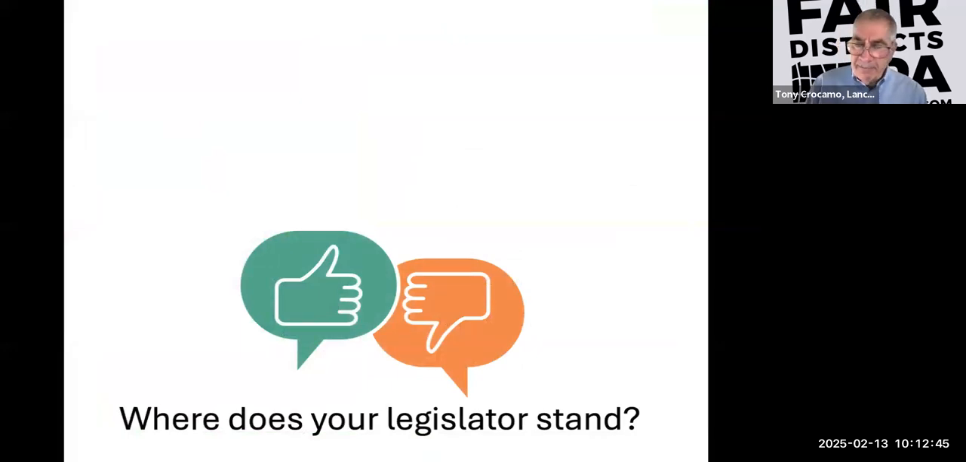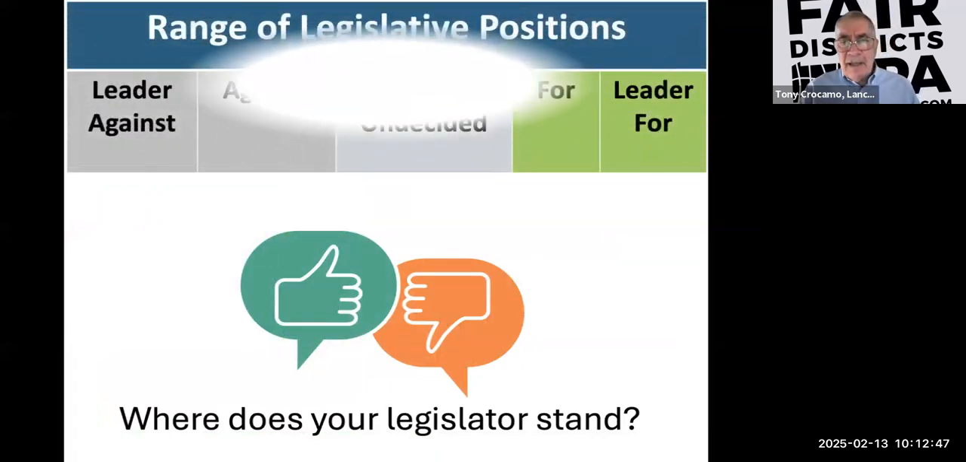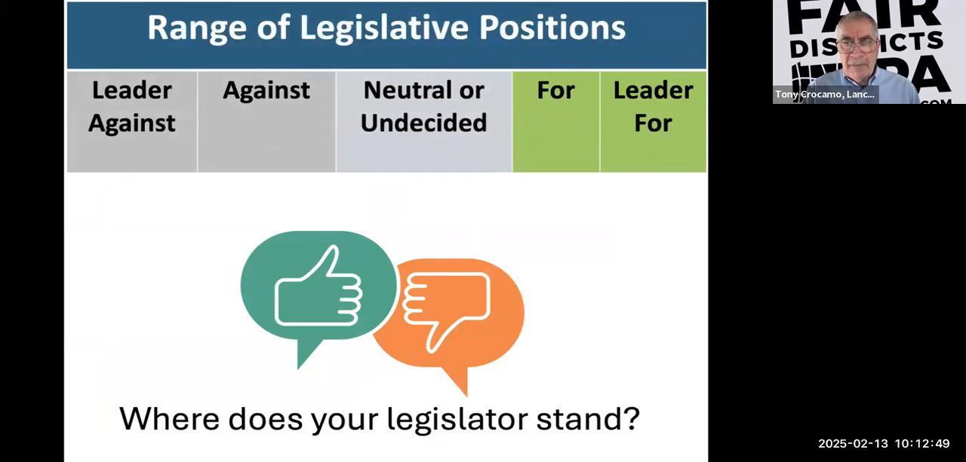So lobbying. Lobbying is a little bit more nuanced than a lot of people realize. It isn't an on-off switch. And I'll talk more about that later. You can have somebody who is a leader against. I mean, they're just vehemently opposed to what we're doing, and they're working against us. And we're going to be meeting with those people. Then you have somebody who just kind of is against us, but they're not out there working hard against us.